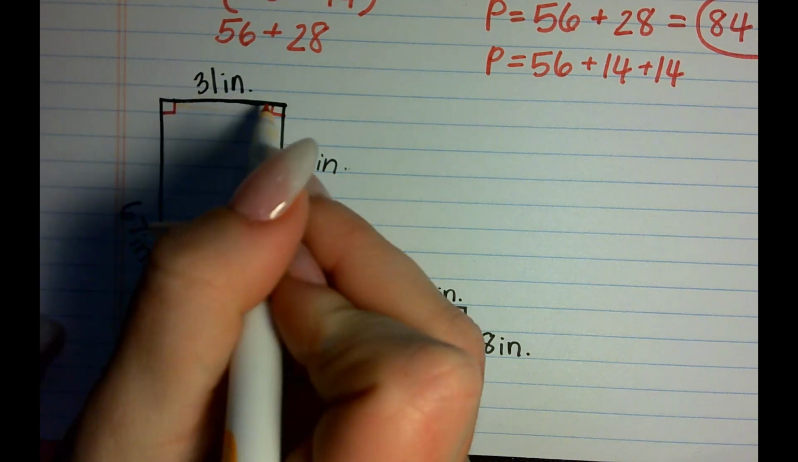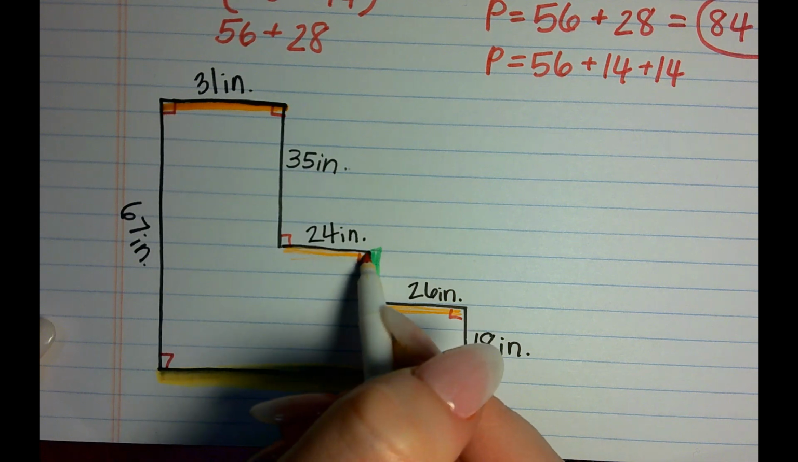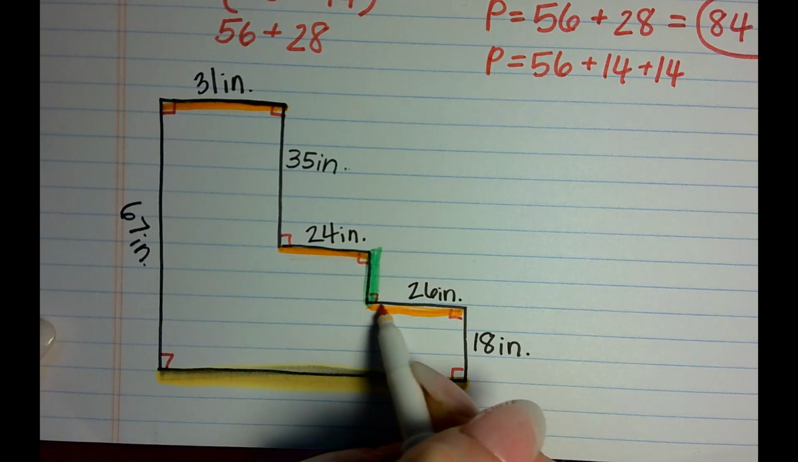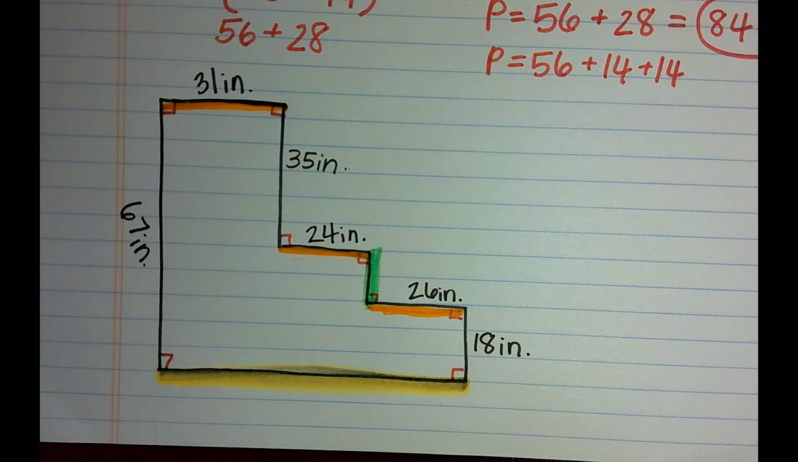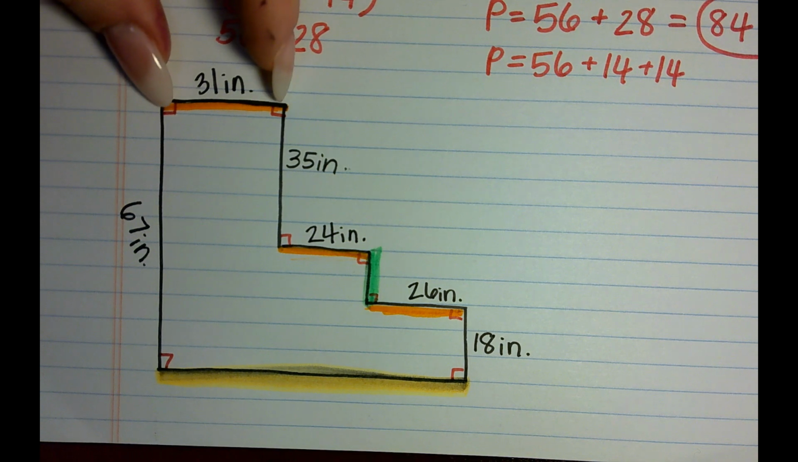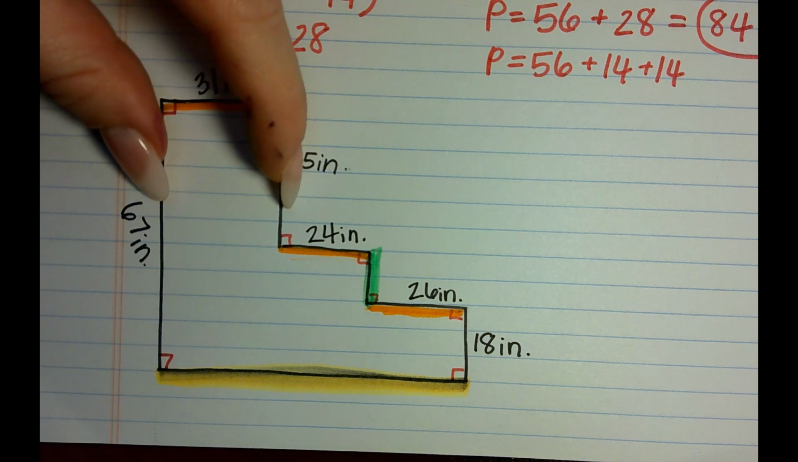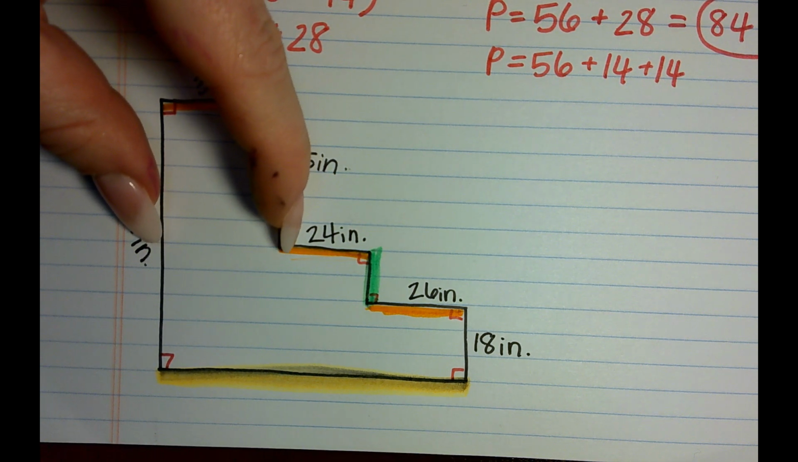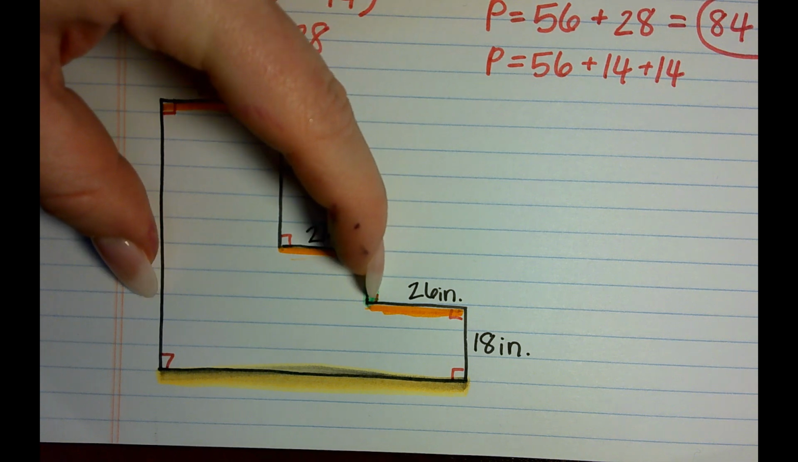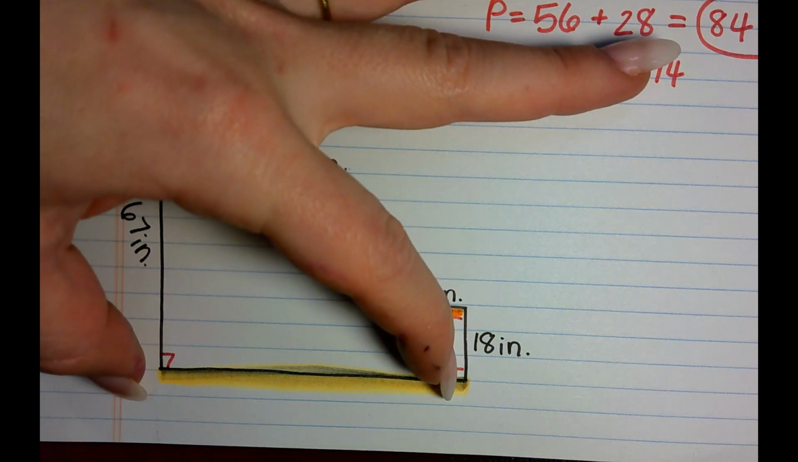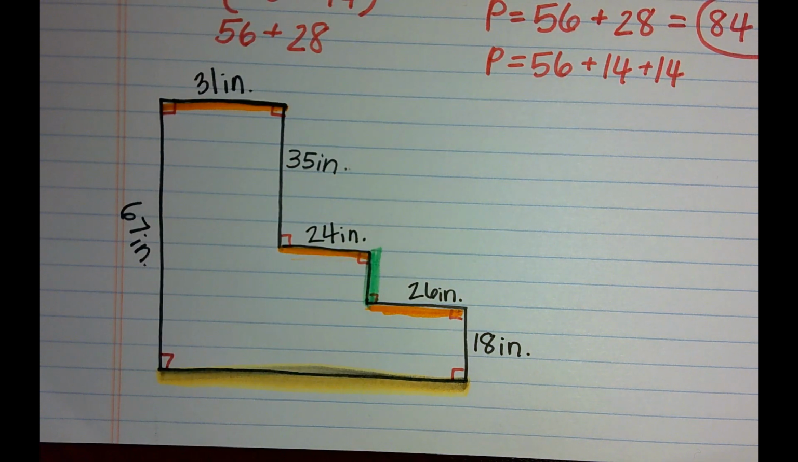So, let me use a different marker. If we notice, the 31-inch side lines up right with the 24, those would join together. That would line up right with the 26, join together. That's going to give us our side length. Three of those together will give you that bottom length.